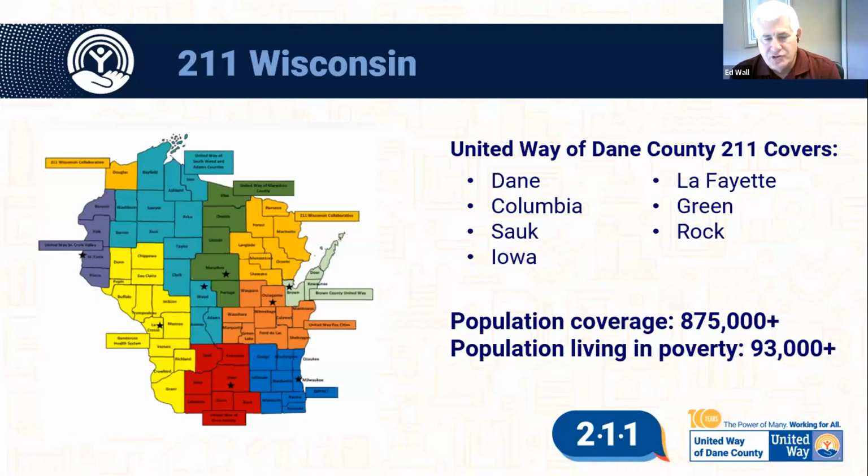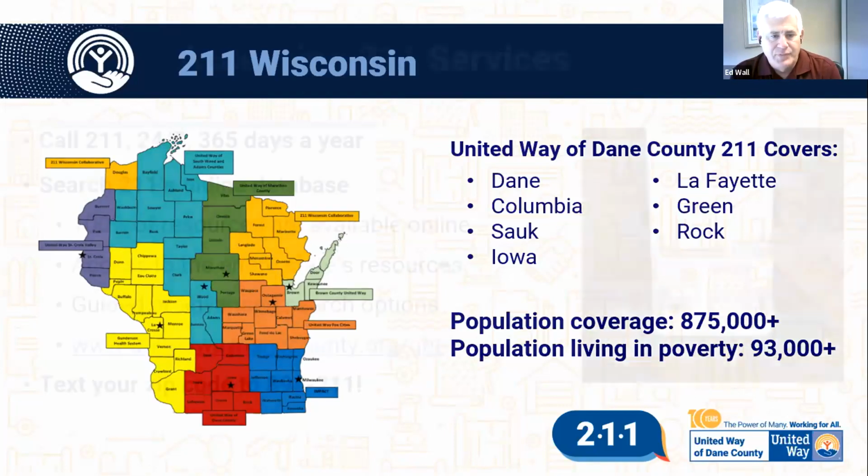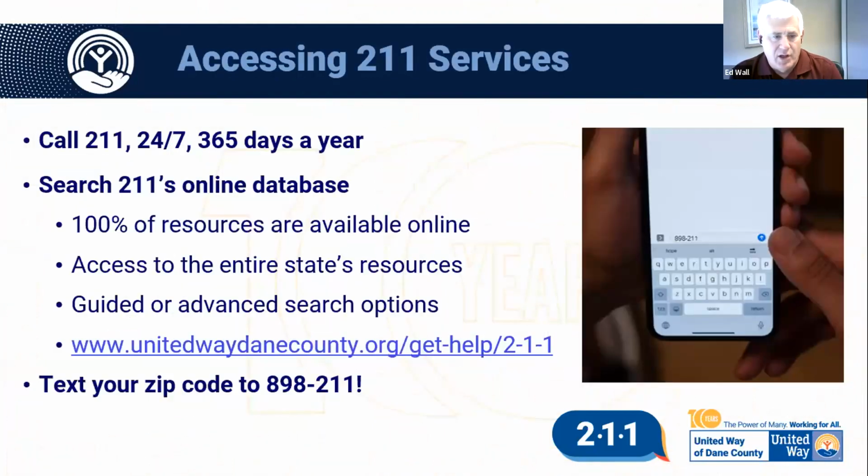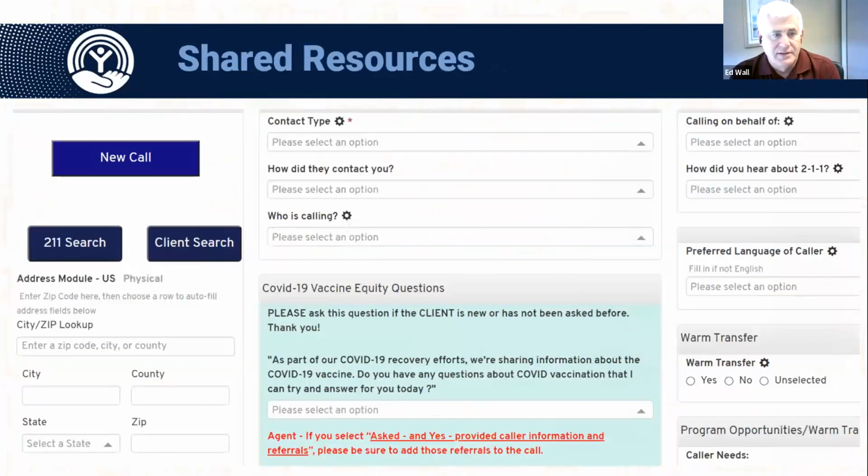This is a quick map that shows you where the 211 call centers are throughout the state. There's 8 of them. United Way of Dane County covers all these counties down in the red, but in actuality, we all cover the whole state, and I'll explain more about that in a minute. Folks can call us 24/7, 365. They can search our database online. They can text their zip code. And now with the new app that's coming out, it's going to be even easier than that.